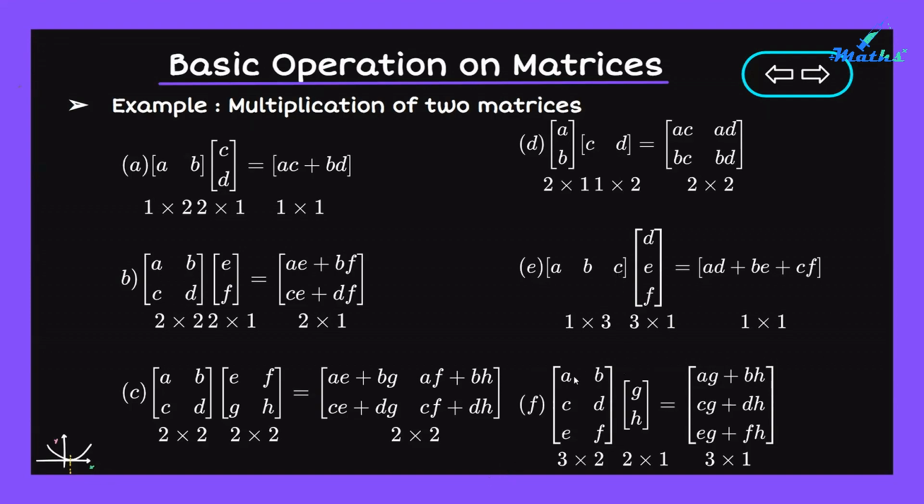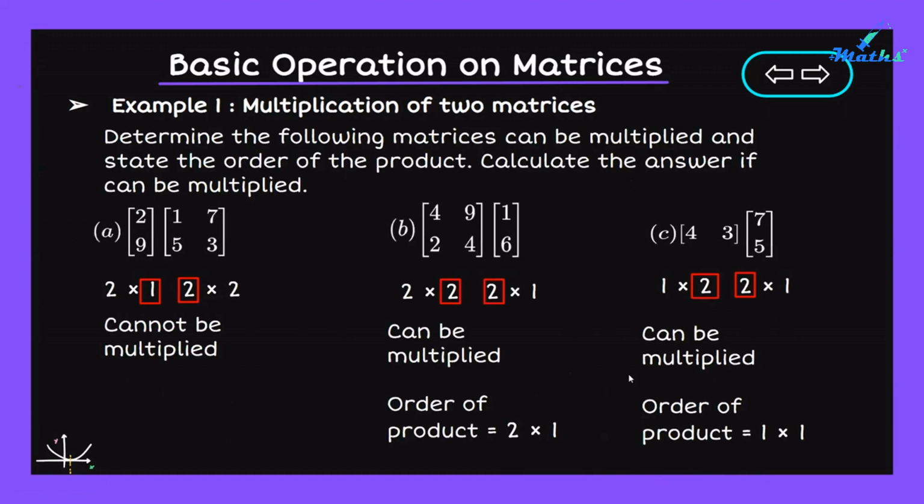And F is 3 times 2, 2 times 1. So right now we'll get 3 times 1 only. So it's E times G plus F times H. And then another row is C times G plus D times H. The last row is E times G plus F times H. So these are all the examples. You can screenshot and save it. And next slide, there are some examples.